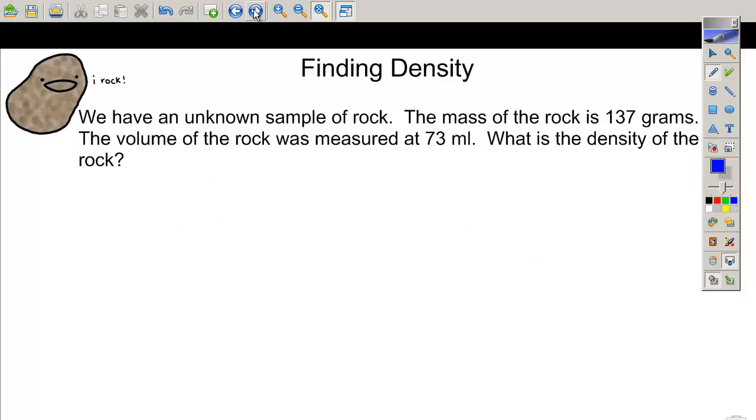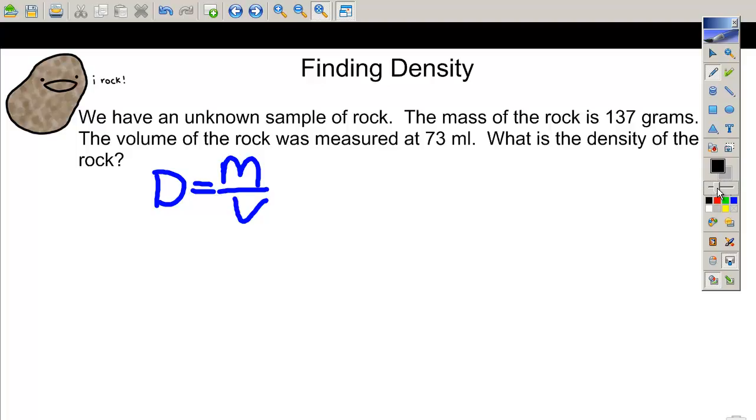So our first sample problem is where we are going to find just the straight density. The problem reads, we have an unknown sample of rock. The mass of the rock is 137 grams. The volume of the rock was measured at 73 milliliters. What is the density of the rock? So the first thing we're going to do is write down our formula. Density equals mass divided by volume. Now if I look over here, I can certainly see that I have some values for that, and I'm going to go ahead and plug them in.